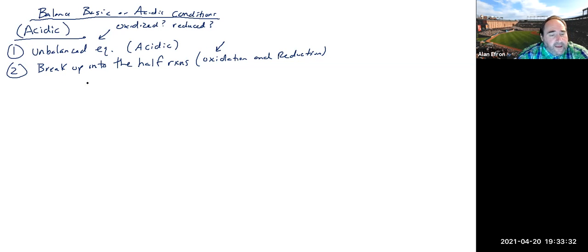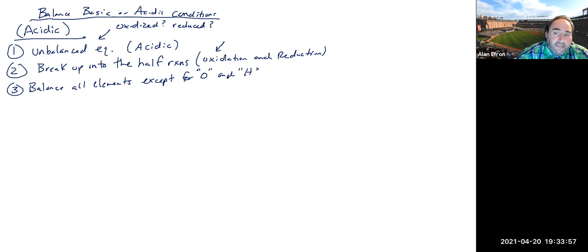Now, once you have broken it up into an oxidation half reaction and a reduction half reaction, you're then going to balance all the elements except for oxygen and hydrogen. So how are you going to go about balancing these? You're going to balance them the exact same way that you would balance a normal equation. You would add a coefficient.